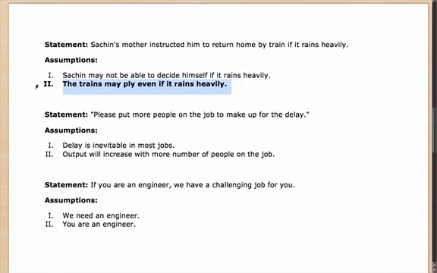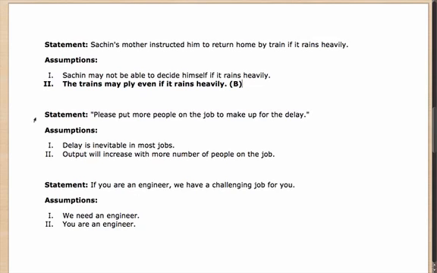However, the trains may ply even if it rains heavily. That is a valid assumption. It is an implicit assumption because that is why Sachin's mother is instructing Sachin to travel by a train. So in this case, as per the options which were given to us, you would have marked B as an answer. Let's look at the next one.